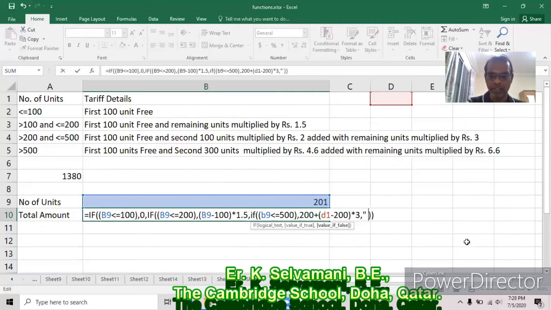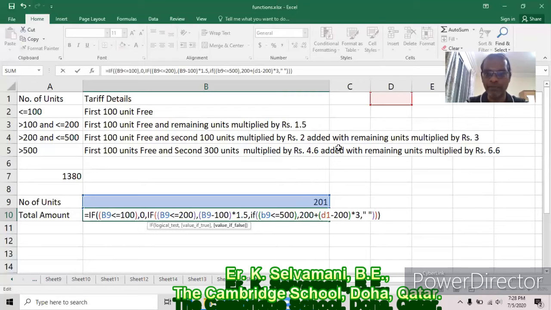If the condition is also false, blank. No, I will explain to you. Just here, 201 units are there. These 201 units come under this third slot. Here, the first 100 units are free, so no need to worry. The second 100 units should be multiplied by rupees 2. That is why 100 into 2 is 200 rupees.